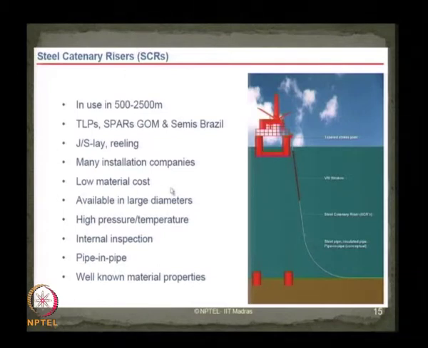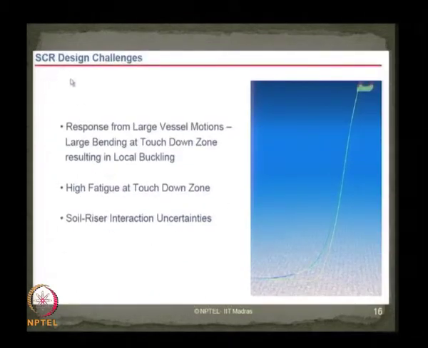They have a low material cost, available also in large diameters, and they can sustain high temperature and pressure, and they can be subjected to internal inspection. Pipe in pipe is a very common system of steel catenary riser which has been commonly deployed of late in Gulf of Mexico. They are well known with different kinds of material whose material characteristics and properties are well established in the literature. There are some design challenges related to steel catenary risers.